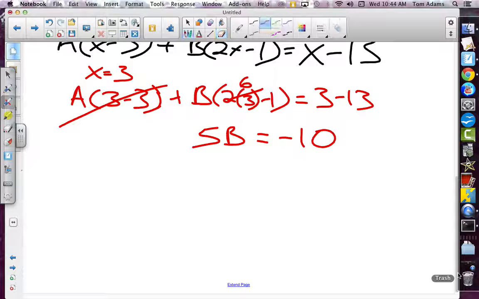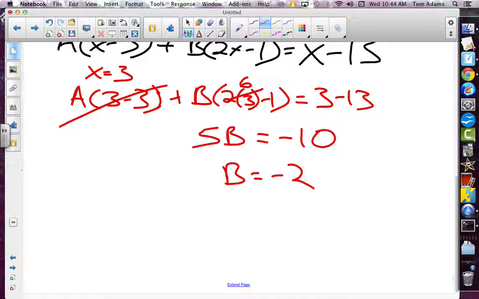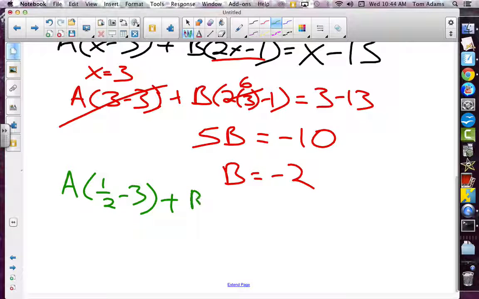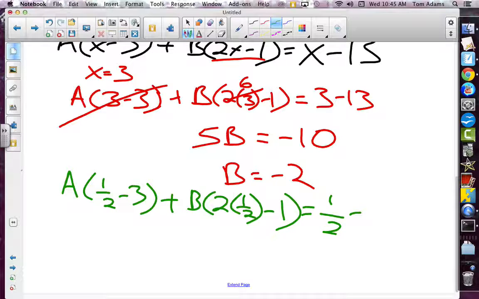Well, that worked out okay, right? So now I just have to do the same thing for a. I've got to arbitrarily choose some value for x that makes b go to 0. So I think it's 1/2. So if I say a times 1/2 minus 3 plus b times 2 times 1/2 minus 1 equals 1/2 minus 13, well, that should give me something.